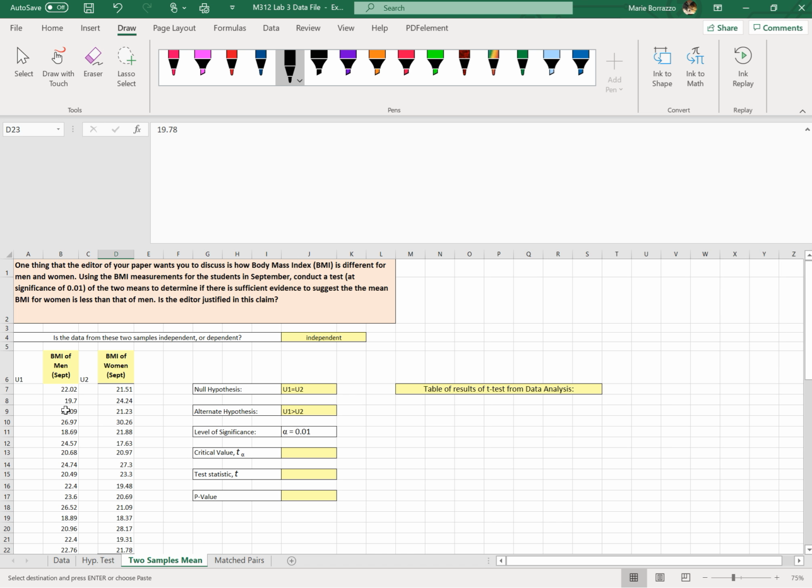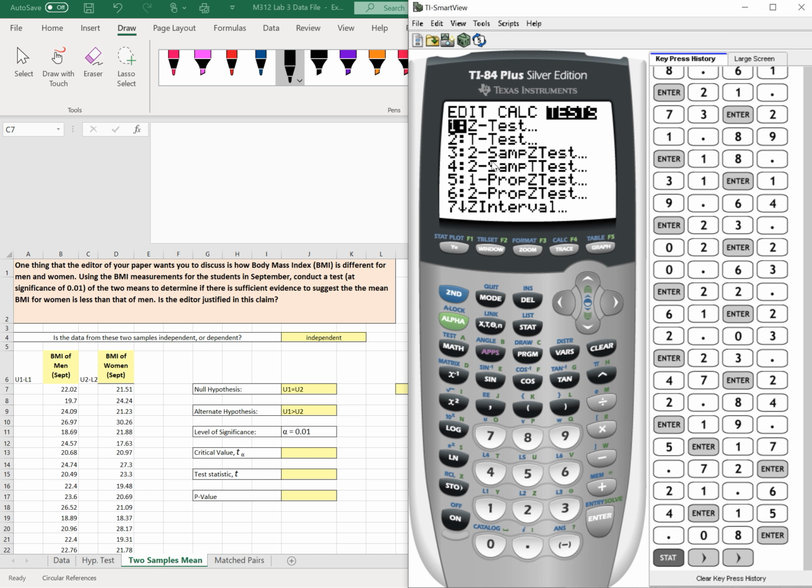Now remember, I put the men in list 1, so my list 1 in my calculator are my men. And in list 2, I put the women. I just want to make sure that you remember that, because this makes a difference in the order in which you do the calculations using the calculator. And so we're going to go with a two sample t-test.